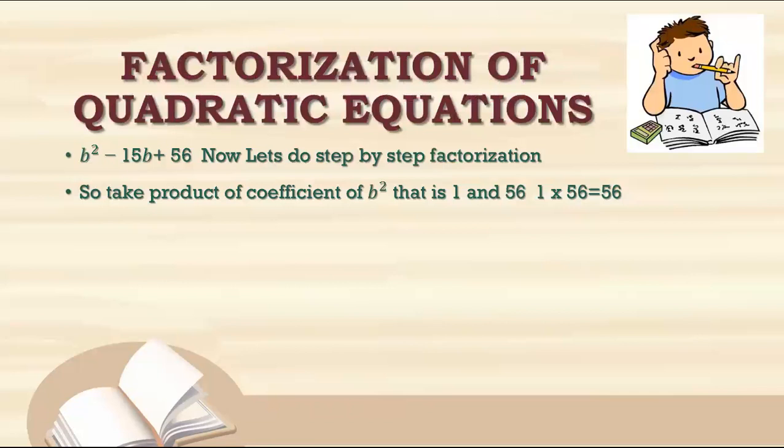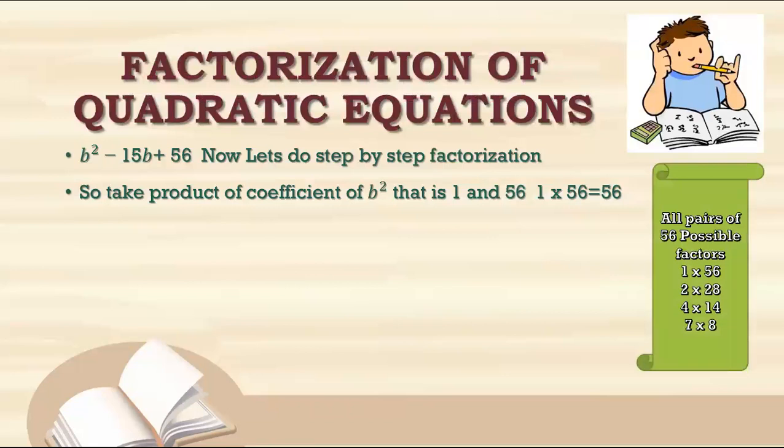is equal to 56. Now we have to take the pairs of possible factors of 56, which are 1 into 56, 2 into 28, 4 into 14, and 7 into 8. Which should be the possible best factor to replace the term 15b? So let's start looking at it.